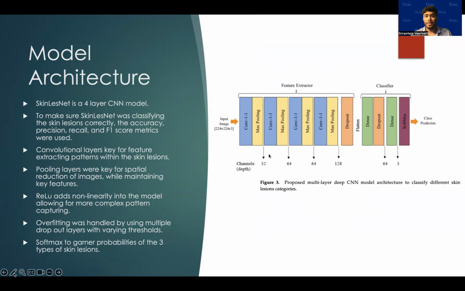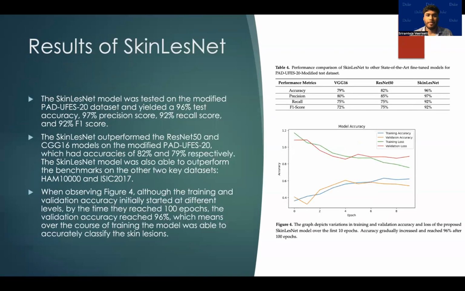And overfitting was handled by using multiple dropout layers, as seen in figure 3. Dropout layers are nice because they can activate and deactivate neurons, which makes the model more generalizable. And a softmax layer was used in order to create probabilities for the 3 different skin lesions to see which one the model would classify.